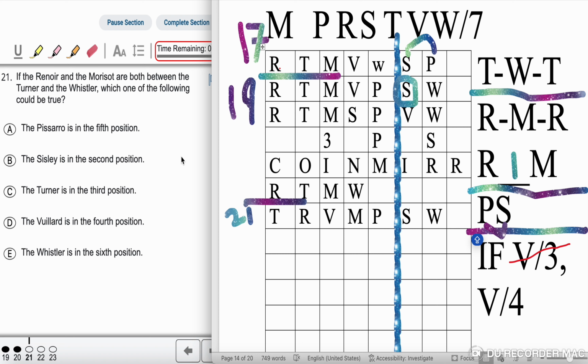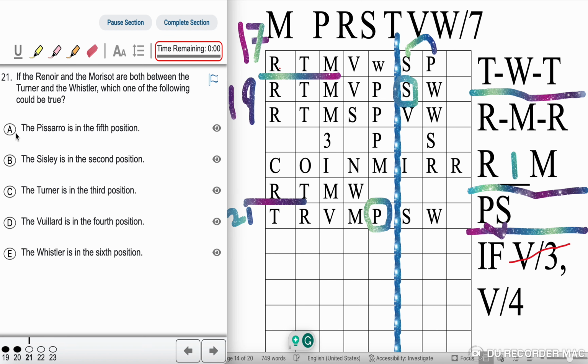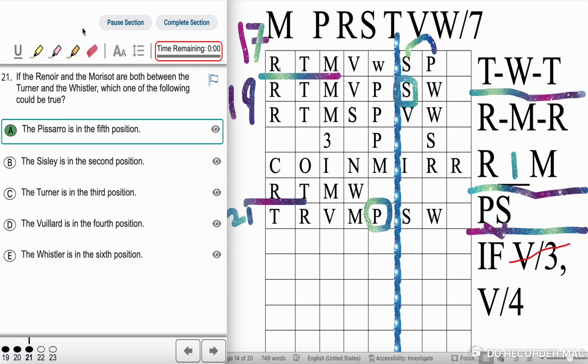The P is in the 5th position. 1, 2, 3, 4, 5. You do see it. If you're having difficulty seeing it, I'm going to go ahead and circle it for you. If you count, P will be in the 5th position. So go ahead and choose that one right now. Answer: the P is in the 5th position.